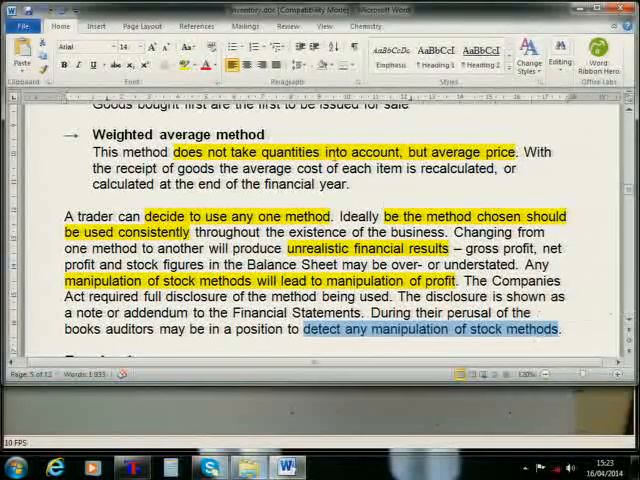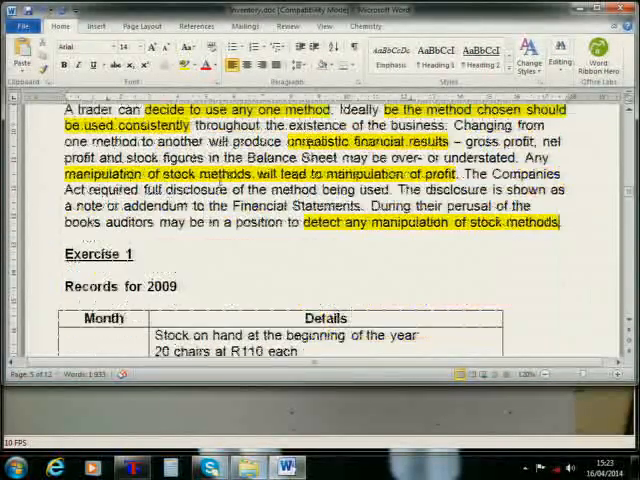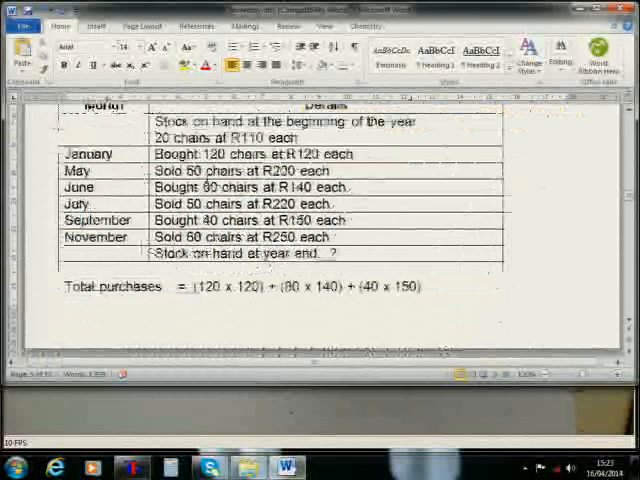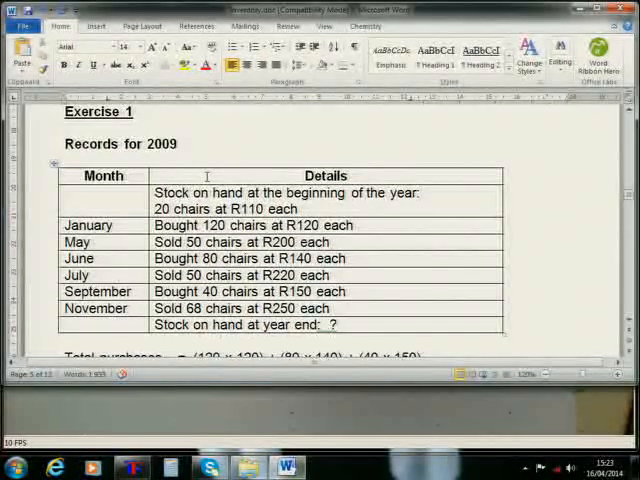So you cannot jump around with your methods, because this year this one is bigger than the other one, or last year this is bigger than the other one. Okay, there's the information. There's your information.